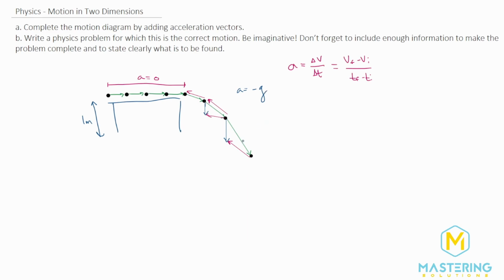You can come up with your own problem for this, but here is the acceleration vectors, which are represented by the blue arrows. And then my problem, as I talked about, is a ball rolling off the table and then falling down to the floor.